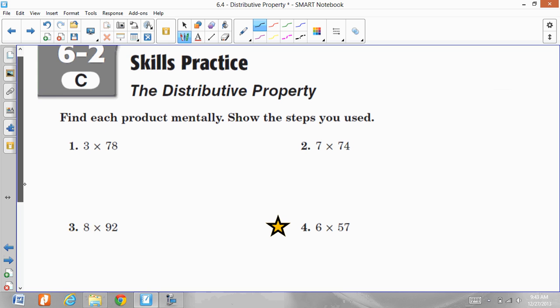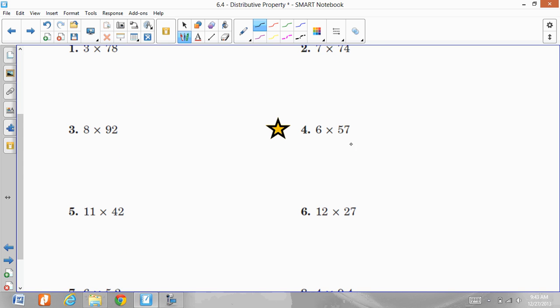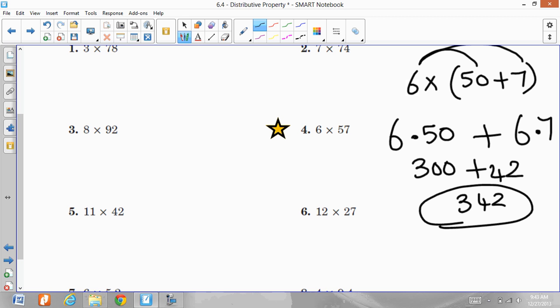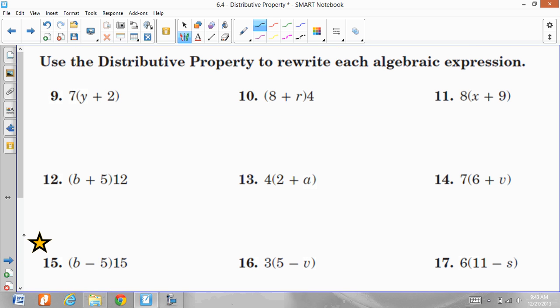Focus on question number 4. 6 times 57. I'm going to break this as 6 times, and 57 is nothing but 50 plus 7. So 6 on the outside multiplies 50 to give you 6 times 50. 6 on the outside multiplies 7 to give you 6 times 7. Since you are adding in the middle, this is going to be an addition. 6 times 50 is going to be 300. 6 times 7 is going to be 42. Add them together to give you 342. So this makes your calculations really easy if you can break the numbers and chunk it and apply the distributive property. Now let's focus on question number 15.